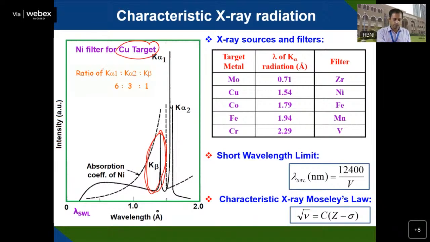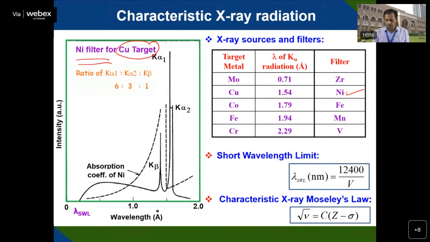So K beta is removed by using a nickel filter, because the absorption edge of nickel lies between the K alpha and K beta energies of copper, so it completely absorbs the K beta and you get only K alpha. You can see some of the filters here. For copper, you use a nickel filter, that is Z minus 1. Similarly for molybdenum it is zirconium, and for cobalt it is iron. So you can use different filters depending upon the target material.